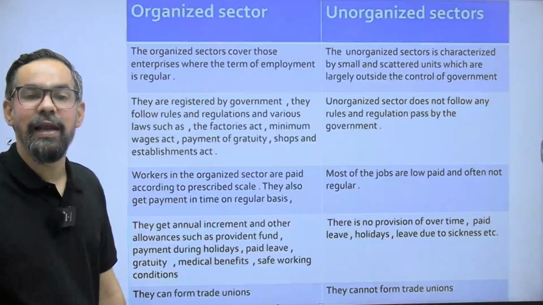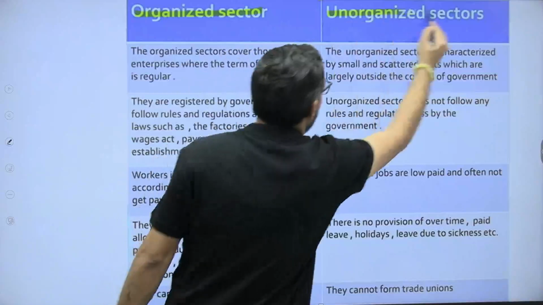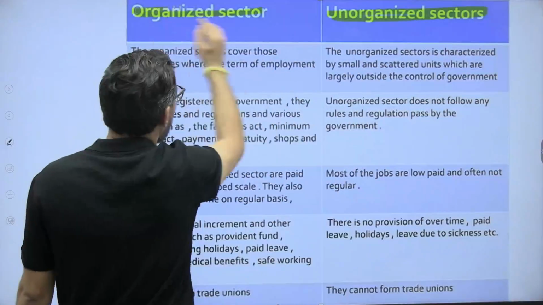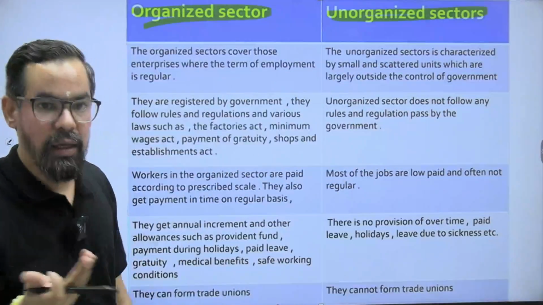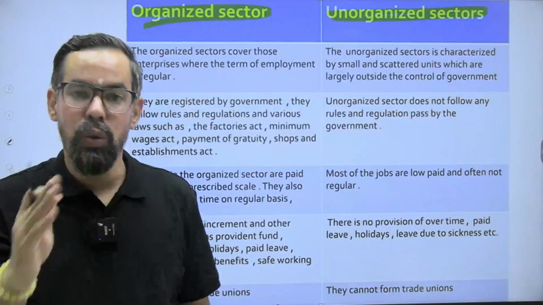Now the final aspect of this unit is organized and unorganized sectors. Okay? Like our banking is an organized sector, where we do have some sort of regulations, rules and everything.